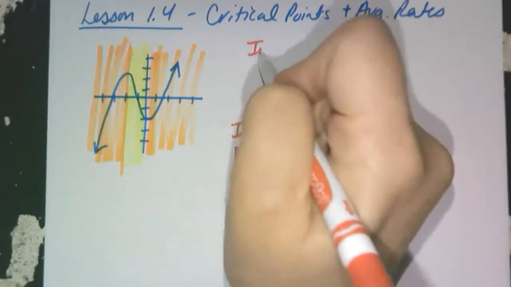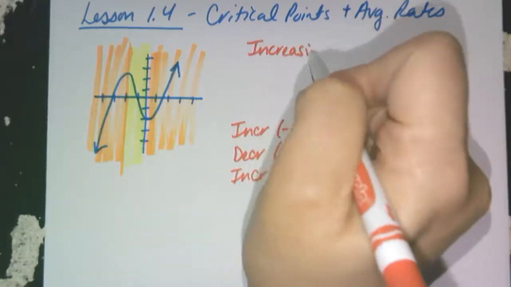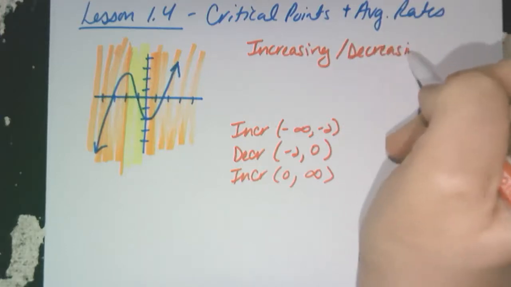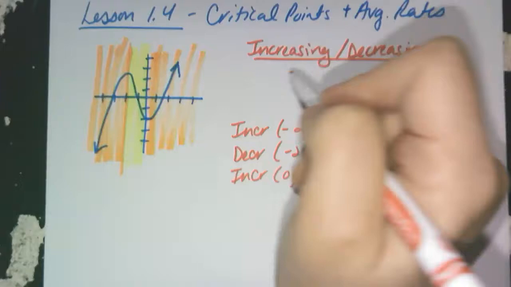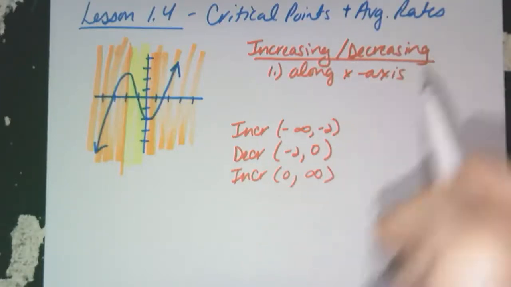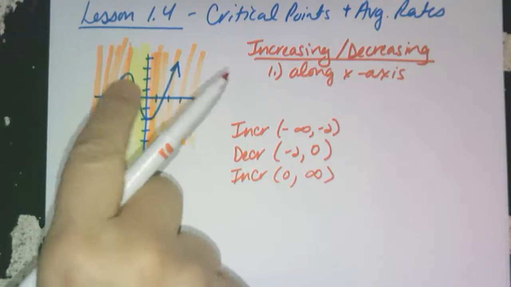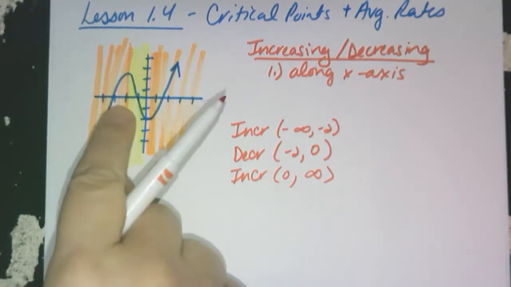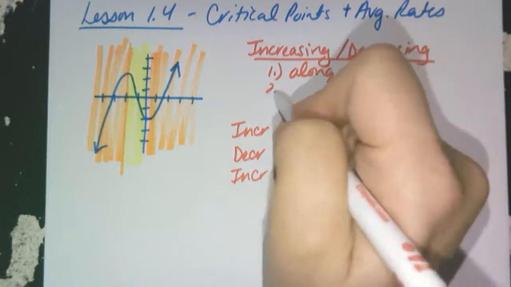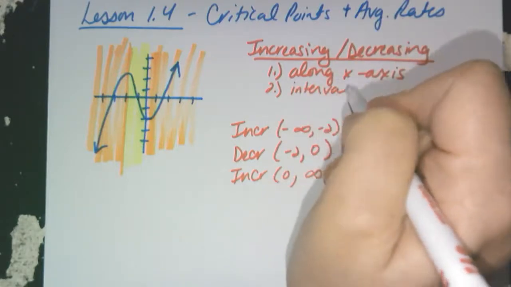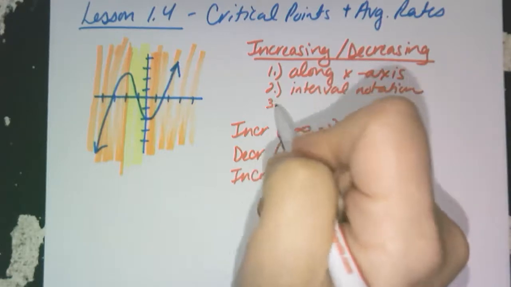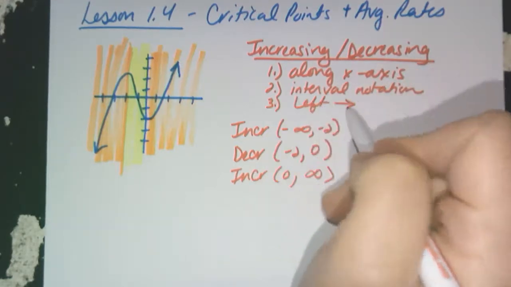So just to write this down, for increasing or decreasing, number one, it's always along the x-axis. Please don't tell me the range. I have so many students give me like, oh, it's at 2. No, guys, it's at -2. It's at the x-axis value. You always give it to me in interval notation. And please always read your graph from left to right.